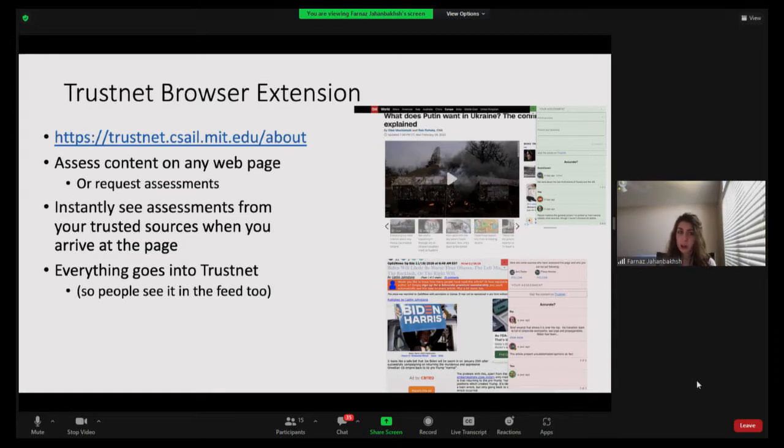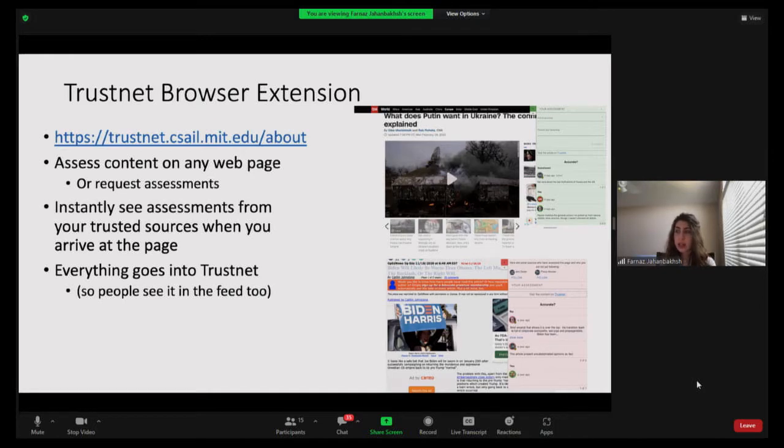So how does this help? If a user is on a page that has been assessed by the people they trust or follow, they get the assessments of those people on the page in the corner. And the assessments have the potential to warn the user if they're on a page with misinformation. And the good thing is that all these assessments go into the trusted platform, so users can see the assessments on their trusted feed as well.